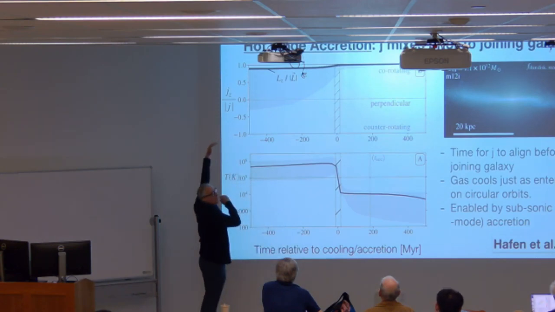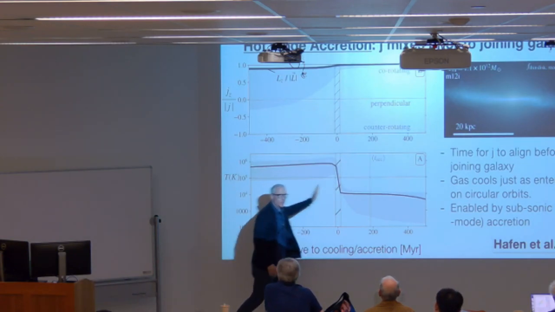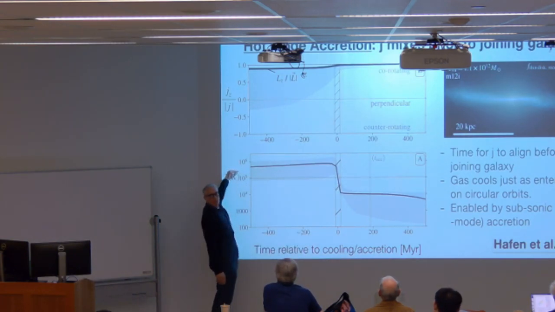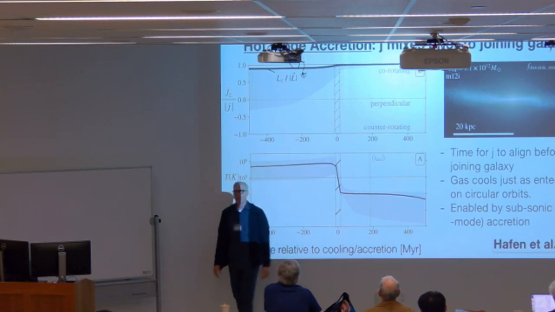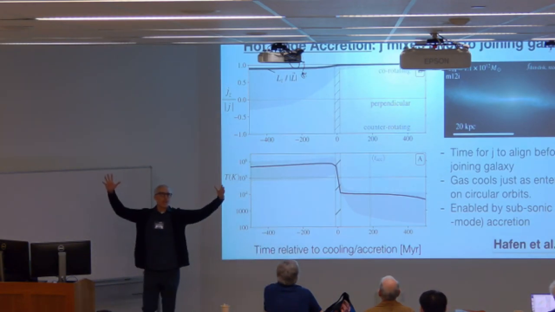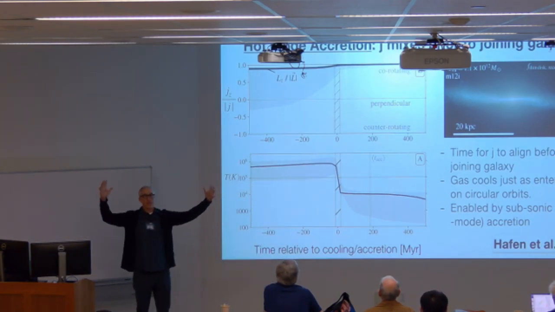And it starts out wide, and it gets narrower and narrower, everything spinning in the same direction right before it enters the disk. This is the temperature as a function of time as the gas is getting into the disk. It's hot. When it hits the edge of the disk, it cools off. The reason it cools is because it's falling in. It's a cooling flow, so it cools.